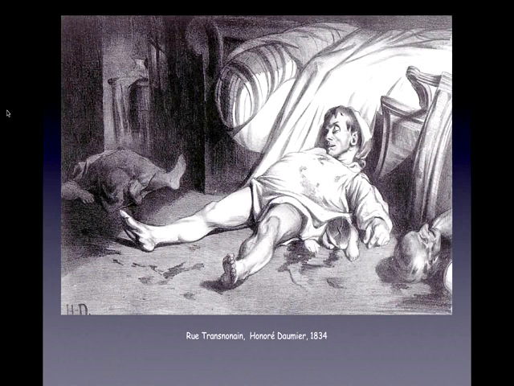In 1834, Daumier published a powerful lithograph dealing with yet another incident in which he is referencing the problems with the government, where the poor had suffered at the overreaction of the government. This is the Rue Transnonain Street, 1834.